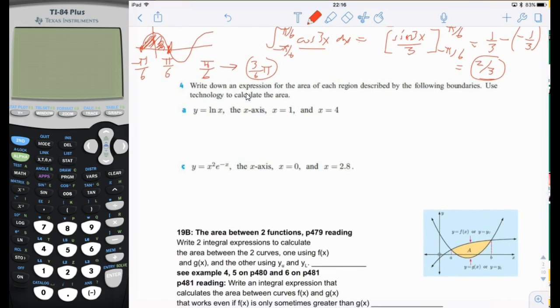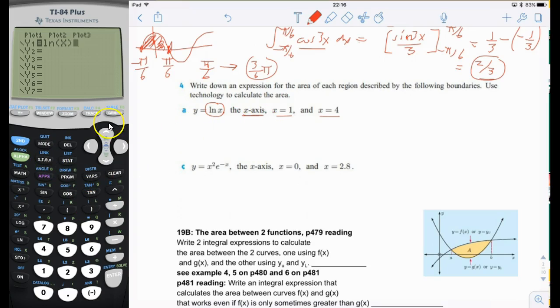Number 4, write down an expression for the area of each region described by the following boundaries. Use technology to calculate the area. Oh, okay, so now this is going to be super easy, right? So we're going to calculate the area under the log x curve. The bottom part of the area is going to be the x-axis, and then the vertical limits are x equals 1 and x equals 4. So if you haven't done this before, the first thing you need to do is program this function, natural log of x, into the y screen. So let's do that. We're going to put here a natural log of x.